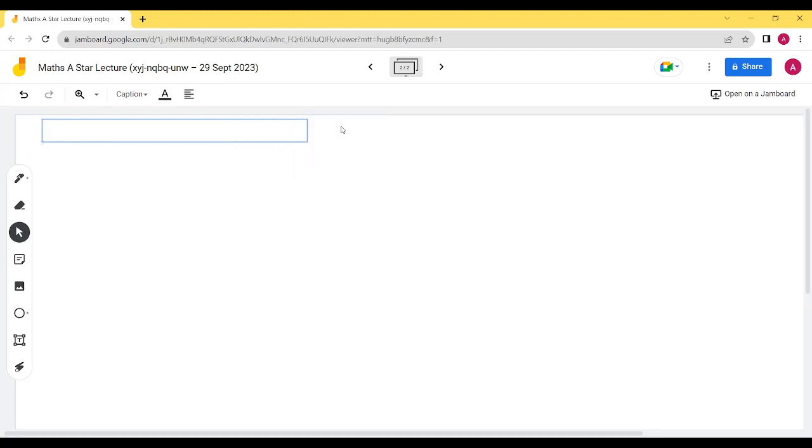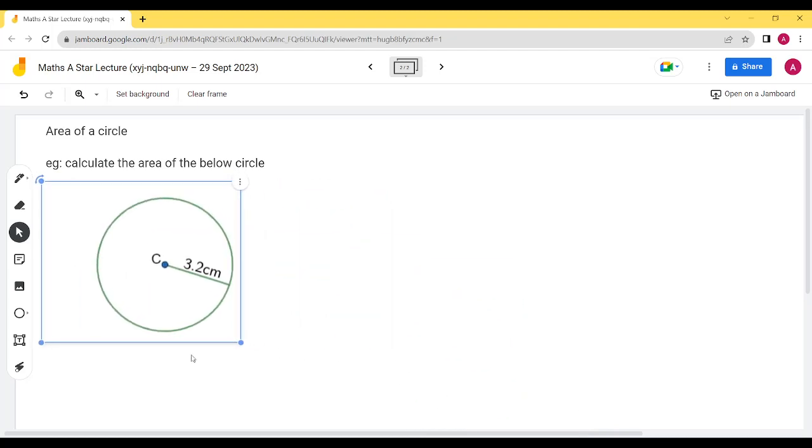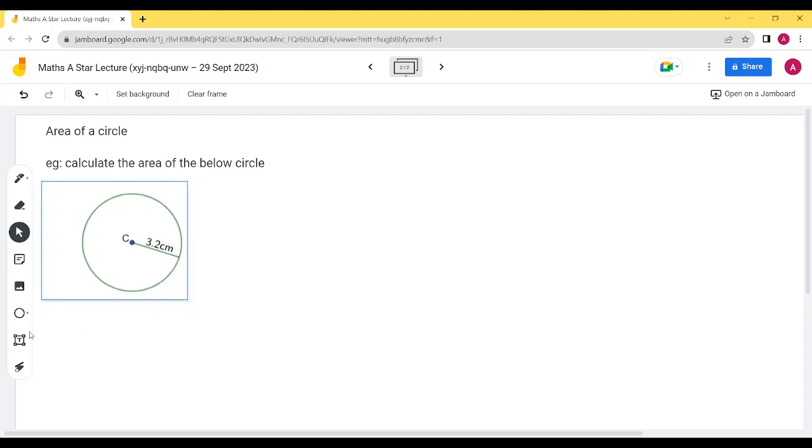We've got area of a circle, and so we're going to put an example below. Calculate the area of the below circle. Welcome Tess as well. So we've got a circle here. I say as well, give your answer to 1 dp.